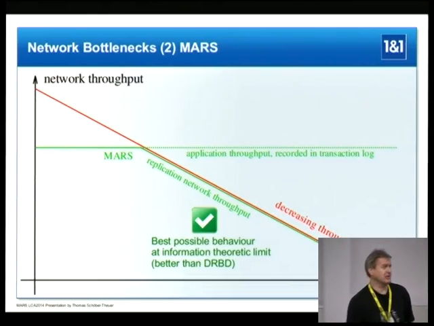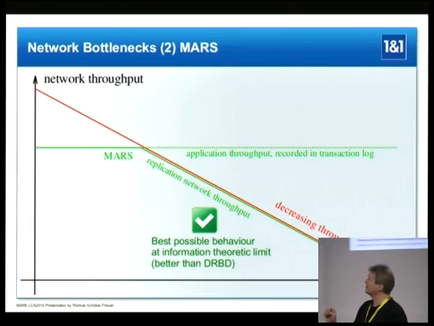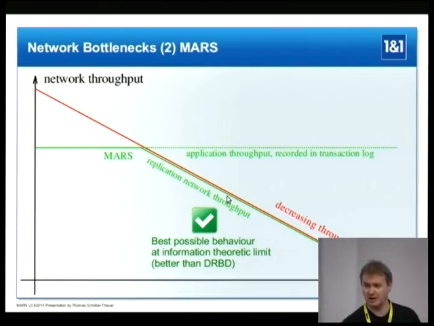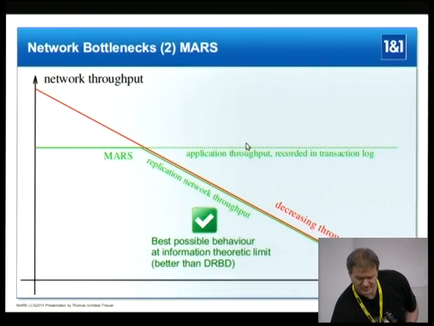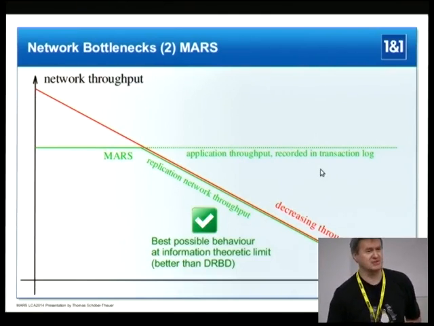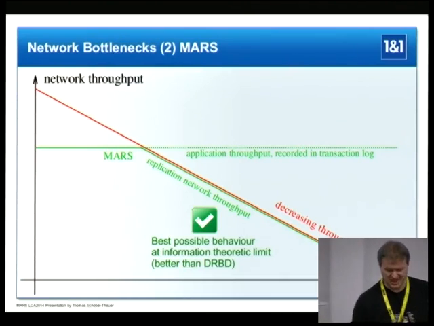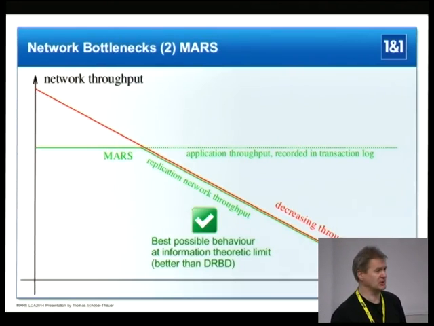So let's look at the difference to MARS. MARS is recording everything in a transaction log file. In case the network bottleneck does not allow replication of all your data, then the rest is recorded in the transaction log file. You can see the actual network throughput, this green line, is following the red line. The difference between it and the application throughput, the area here, is recorded in the transaction log file. So this is the best possible behavior from a theoretical viewpoint. It just uses the network as well as possible.